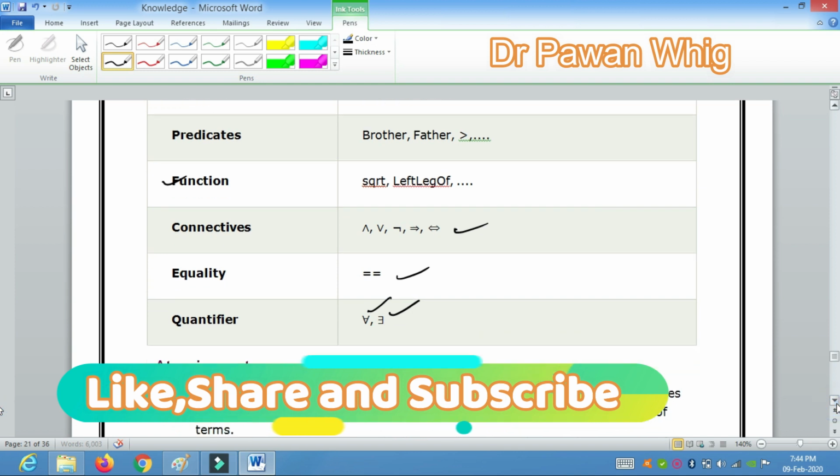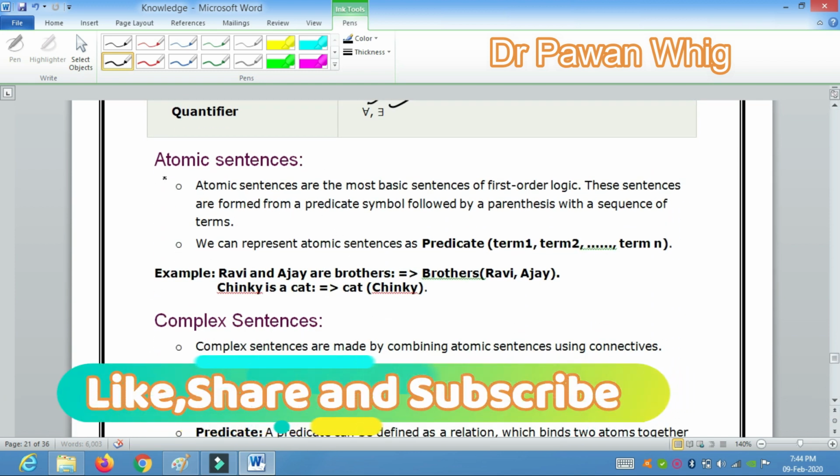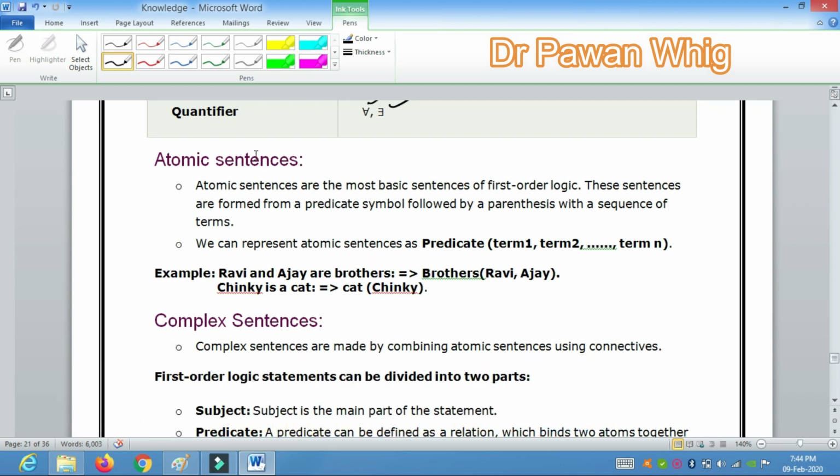So here there are also atomic sentences. Atomic sentences are what we call the basic sentences, like Ravi and Ajay are brothers. So how do we write it in predicate form? You first have to write the relation, how these two are related to each other. These are brothers, so we write brother, then within brackets you write who the brothers are. This is how you mention this sentence in predicate logic. Like simply, Chinky is a cat. Whatsoever the noun, the name, you write it within the bracket, and whatsoever the relation, you write outside.